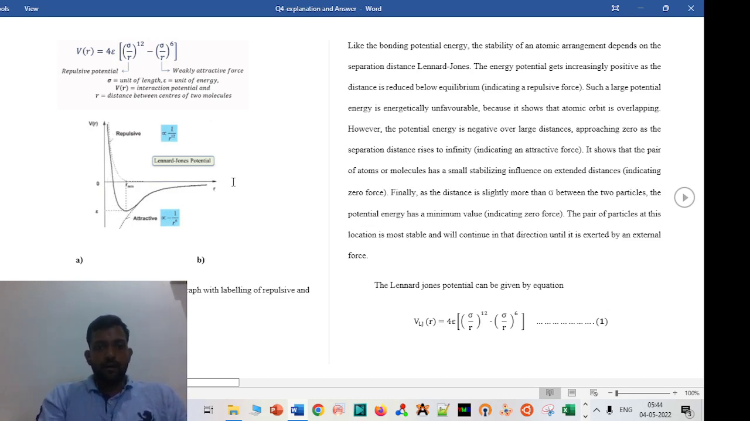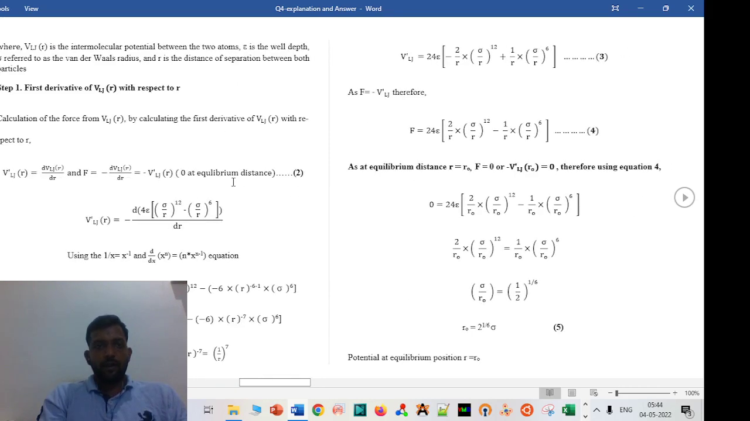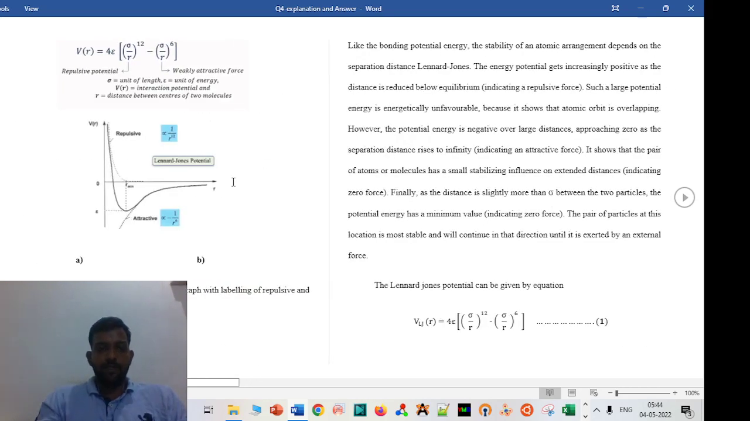Now, it is basically a sum of these two terms. Before any bond formation or equilibrium distance, the attractive term always tries to dominate over the repulsive term. And from this point to this point, whenever you try to lower the distance between two atoms, there will be a very strong repulsion.